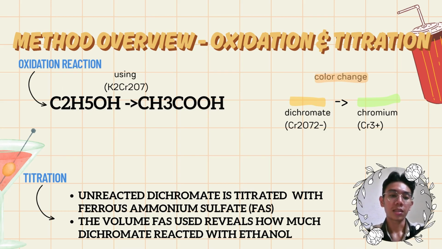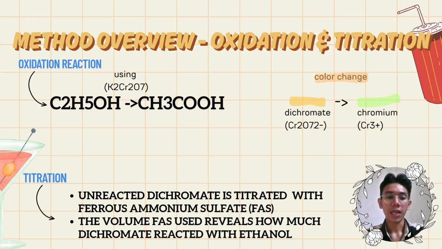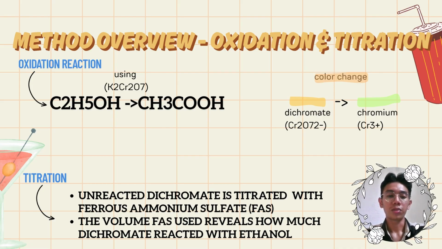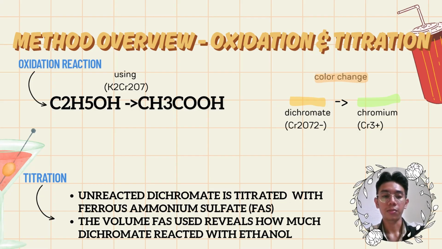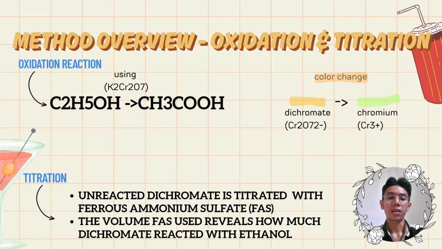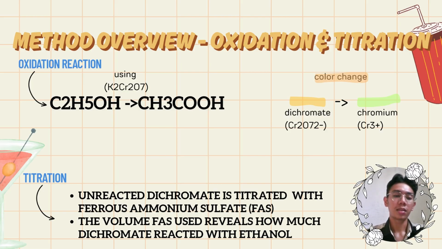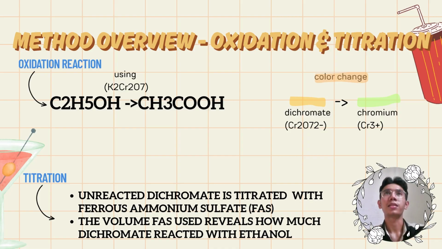Next is the oxidation titration method. We oxidize ethanol to acetic acid using potassium dichromate, which changes color from orange to green. By titrating the leftover dichromate with ferrous ammonium sulfate, we calculate the ethanol concentration. This reaction is precise and stoichiometric.